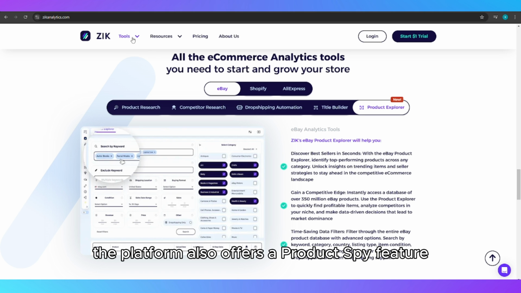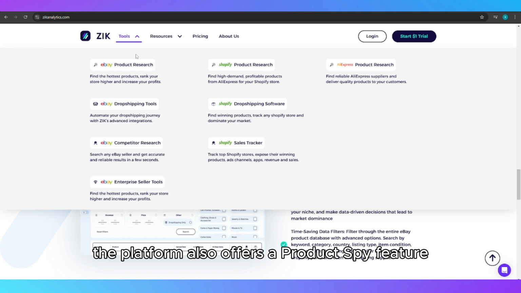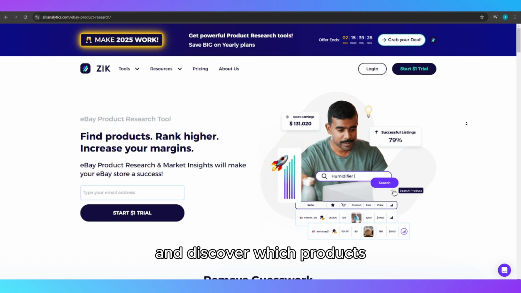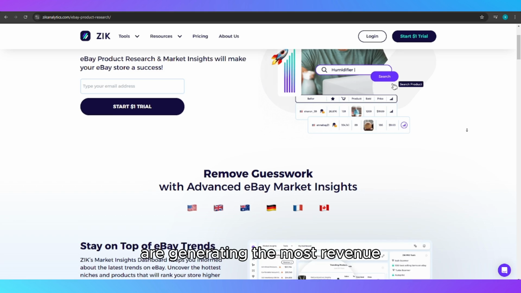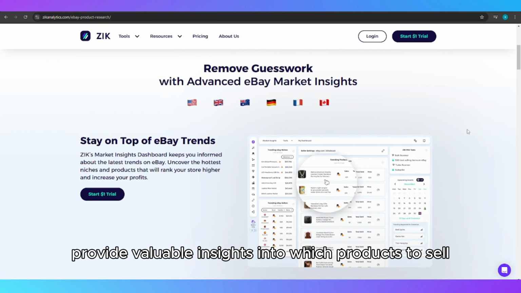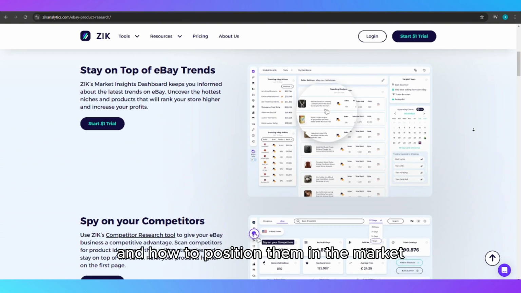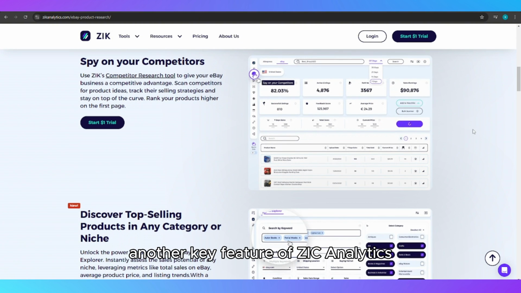The platform also offers a product spy feature, which lets you analyze competitors' stores and discover which products are generating the most revenue. This can provide valuable insights into which products to sell and how to position them in the market. Another key feature of ZIK Analytics is its competitor research tool.